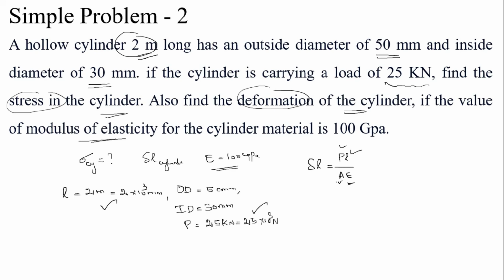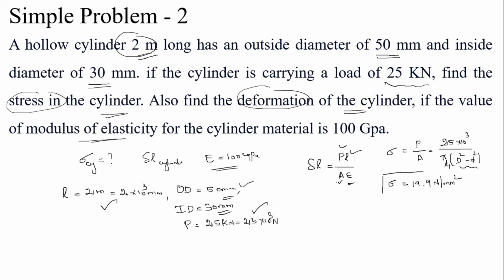Simultaneously we have to find the stress in the cylinder. What is the formula for stress? Sigma is equal to load by area, right? Load is 25 into 10 to the power of 3 divided by the area. This is a hollow cylinder, so what is the cross sectional area? Pi by 4 into outer diameter squared minus inner diameter squared, right? Substitute these values, then you will get sigma, stress, which is equal to 19.9 Newton per mm square. Substitute all the values in mm. The data are given in mm only, so no need to convert, right?